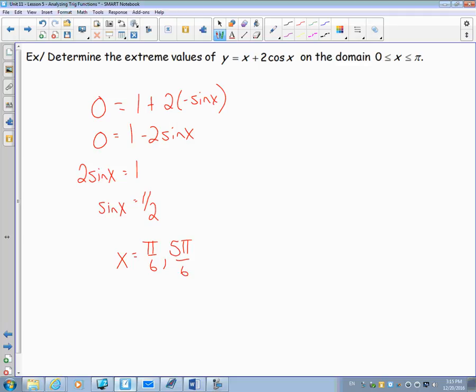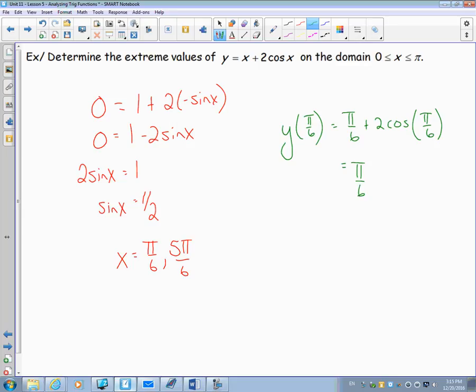Now this time we weren't asked to just find where they happen, we were asked to find what they are. Well, to find points, we go back to our original equation and plug in the x values. So let's see what happens at x being pi over 6. We'll get pi over 6 plus 2 cos pi over 6. Now pi over 6, I can't really do much with that. I can make big long decimals. I don't really want to do that.